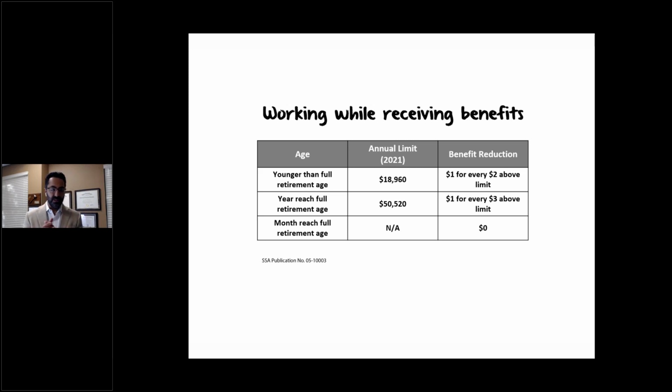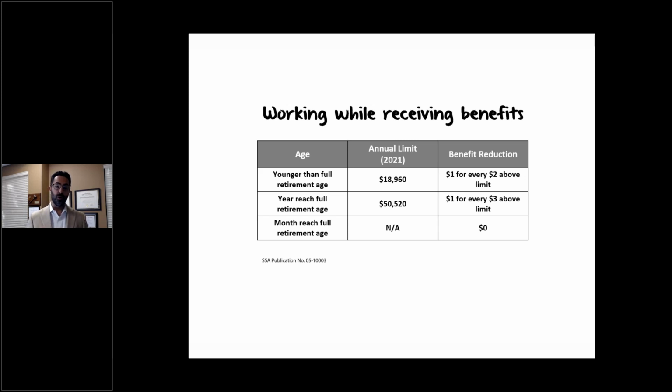Let's see. So working while receiving benefits. Now, if you choose to continue working while you're receiving Social Security benefits, depending upon when you start your benefits, this will impact how much benefits you will receive. So if you're younger than the full retirement age, so in this case maybe somewhere between 66 and 67, and your annual earnings are less than approximately $19,000, so $18,960, there will be no impact to your benefits. However, if you earn more than that number, $18,960, your benefits will be reduced by $1 for every $2 above that limit.